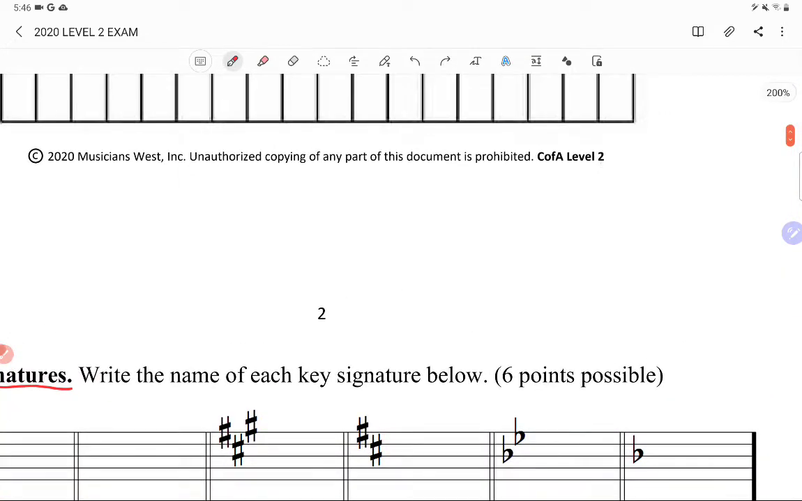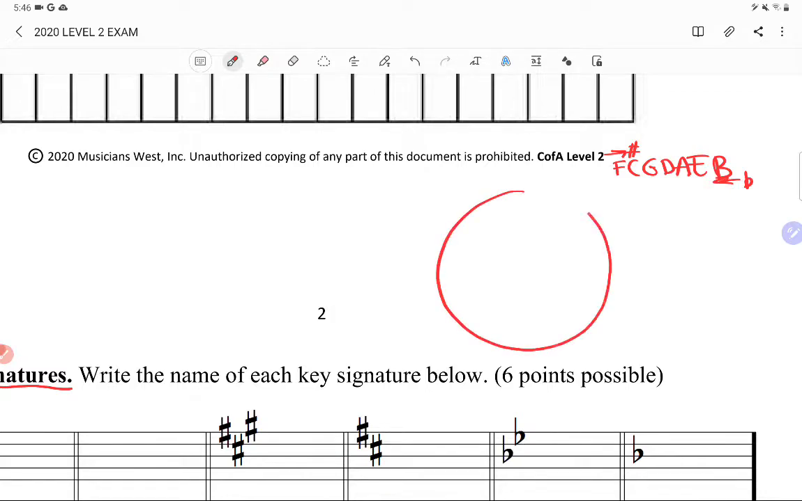You have to remember this: F, C, G, D, A, E, B. And remember, when you go this way, that's the order of sharps. When you go this way, that's the order of flats. Then you have to draw a circle. It doesn't have to be a perfect one, just good enough for our purposes.